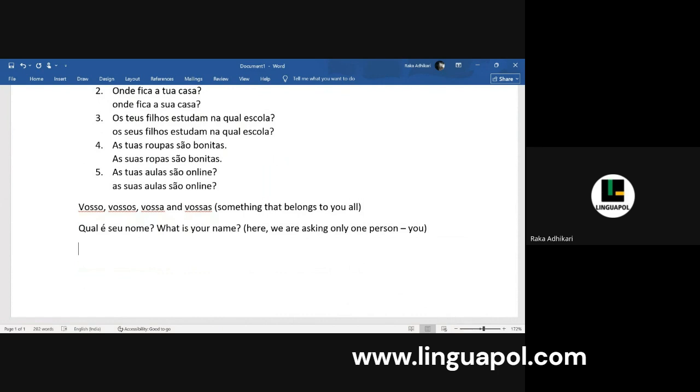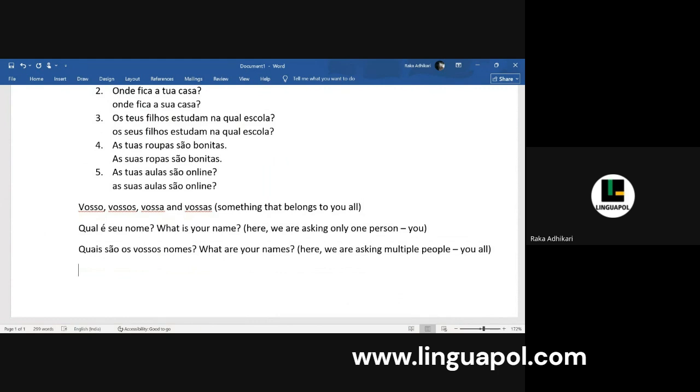So यहाँ पे जो your use हो रहा है, ये आप सबके लिए use हो रहा है. So in that case, I will make it plural, quais são, because we're talking about multiple names. Quais são os vossos nomes? What are your names? Here we are asking multiple people. That means you all. We are referring to an audience which is more than one person.